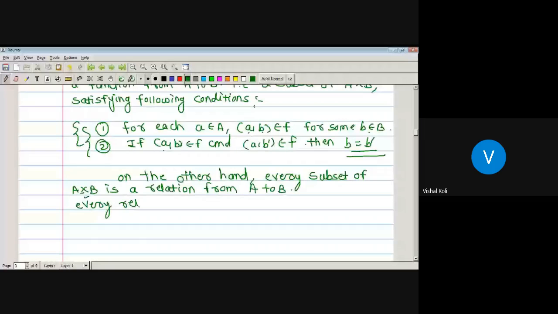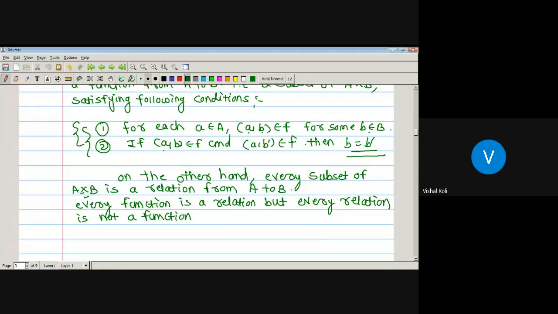Every function is a relation. Since if F is a function from A to B, then it is also a subset of A cross B. Then every function is a relation. But every relation is not a function. We will prove this one. Every relation is not a function.